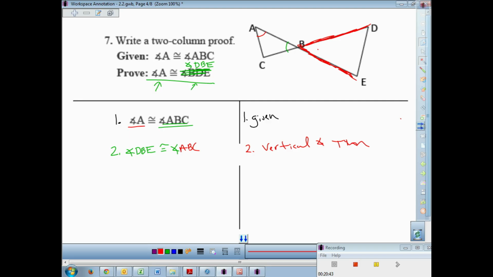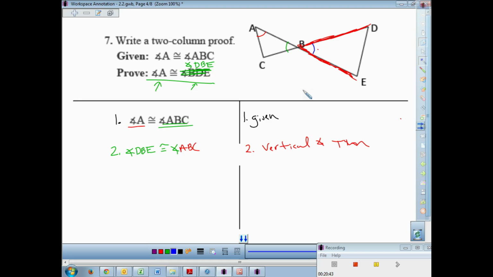Mark what you just wrote down in the picture. Don't we need to mark angle DBE congruent to angle ABC? ABC has one arc mark in it. DBE should get the same amount of arc marks. Cool? If you write it in your proof, it must be marked in your picture.